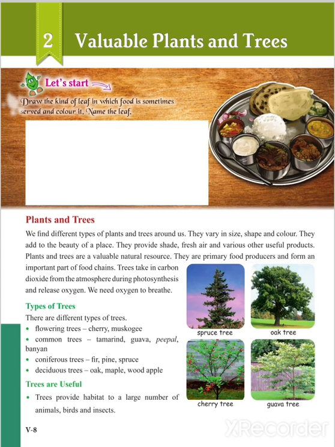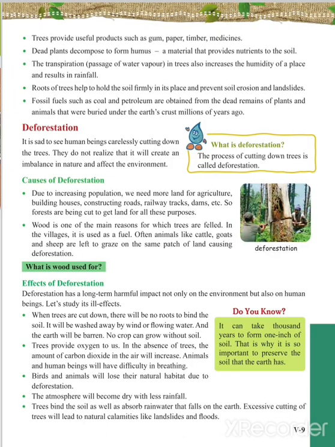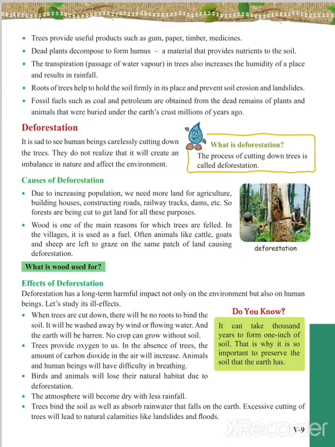Trees provide useful products such as gum, paper, timber, and medicines. Means from trees we get useful products such as gum, paper, timber, and medicines. This is about the trees which are surviving or which are alive.